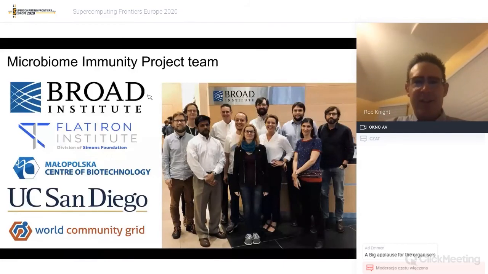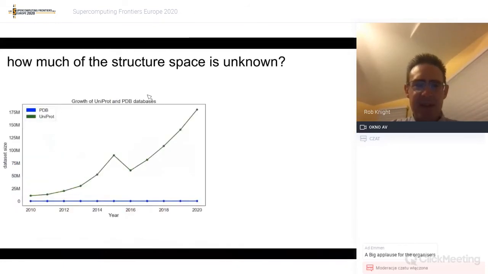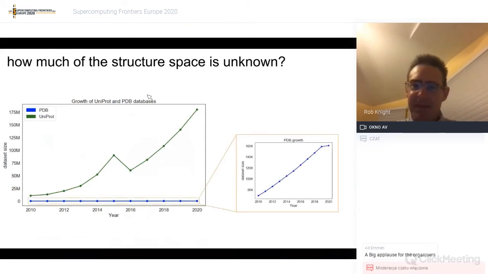This gives you an idea of how much of the structure space is unknown. So I told you earlier that we're really, really good at reading out DNA sequences, and that we can do that at an exponentially increasing rate. But this shows the gap between the protein sequences in green and the structures that are known in blue. And you can see that the needle has hardly moved on the structures during a period where the number of sequences has expanded from a few million up to over 175 million. And zooming in on that graph, what you can see is that in the last decade, things have moved from about 60,000 proteins to about 160,000 protein structures, which is not very impressive on the scale of the hundreds of millions of protein sequences that we know about that we want to turn into structures.